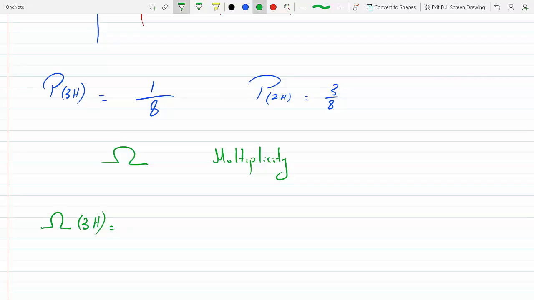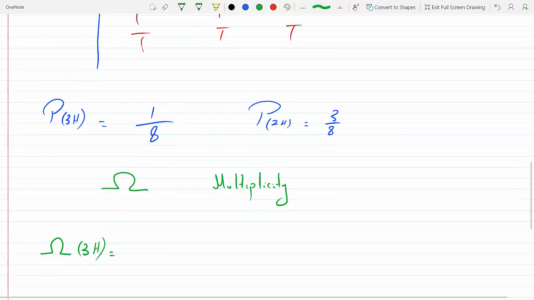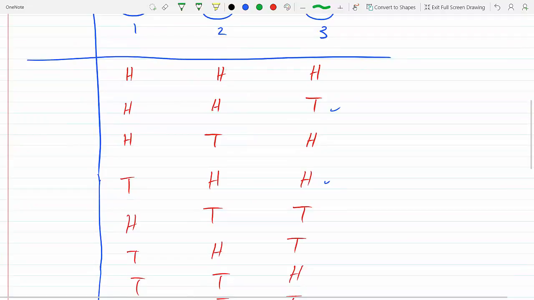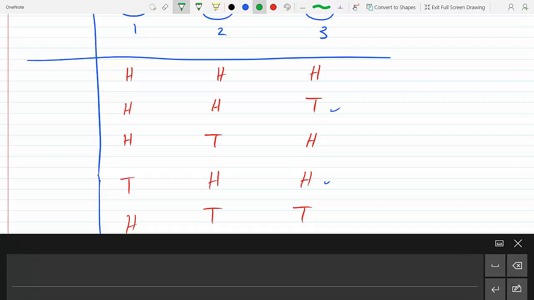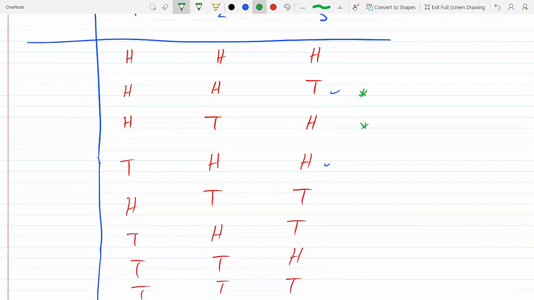Well, there's only one way I can get 3 heads, and that's the first one, the one when they're all heads. So this would be a 1. Whereas if I need the multiplicity of getting 2 heads, well, coin number 1 and coin number 2 could be 2 heads, so this is 1 here. Coin number 1 and coin number 3 could be 2 heads, and coin number 2 and coin number 3 could be 2 heads. Any others?